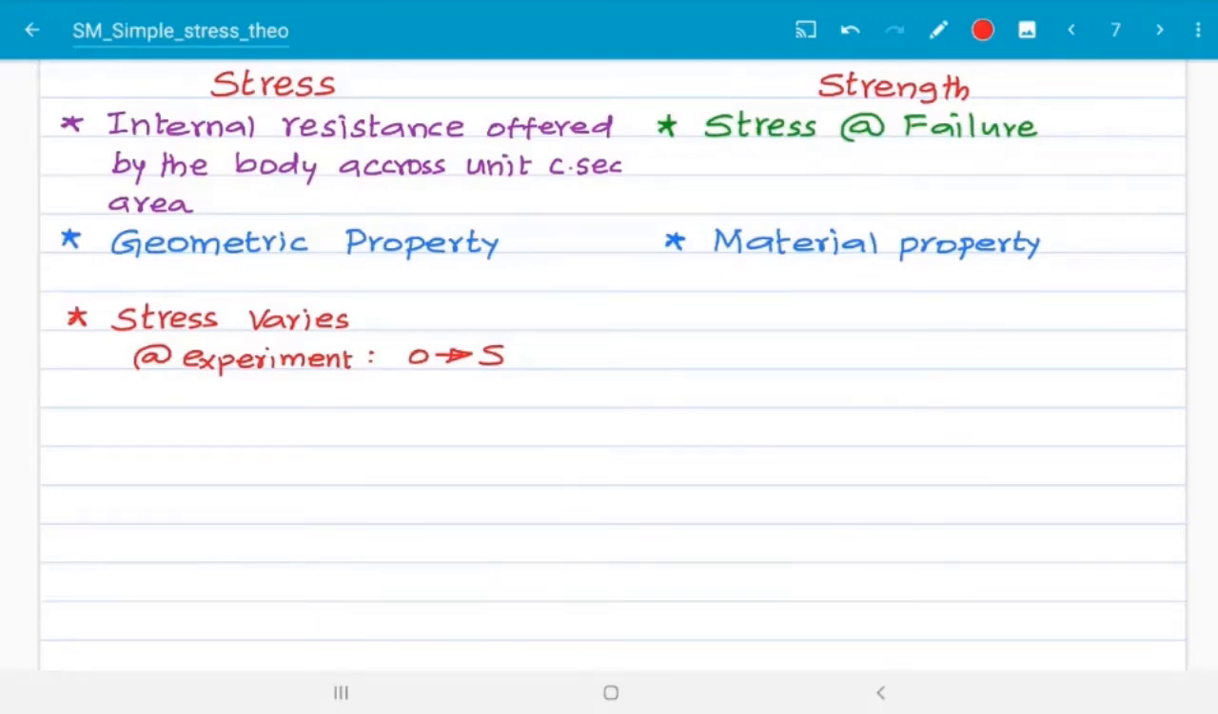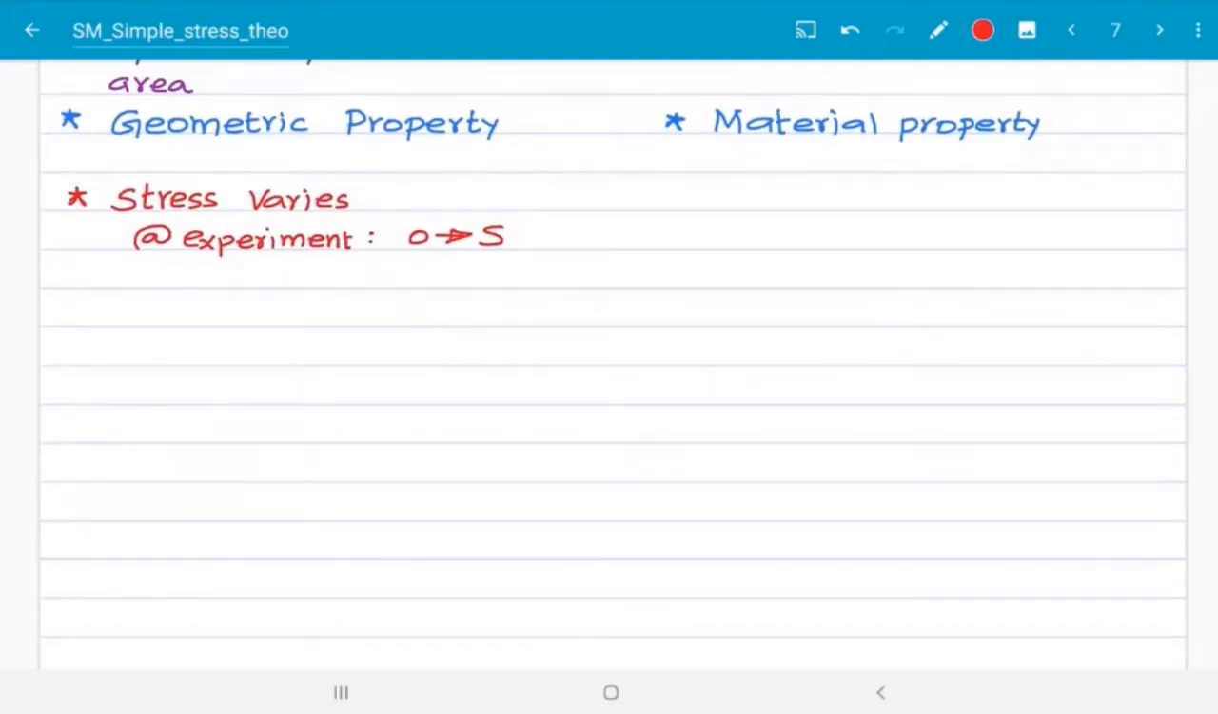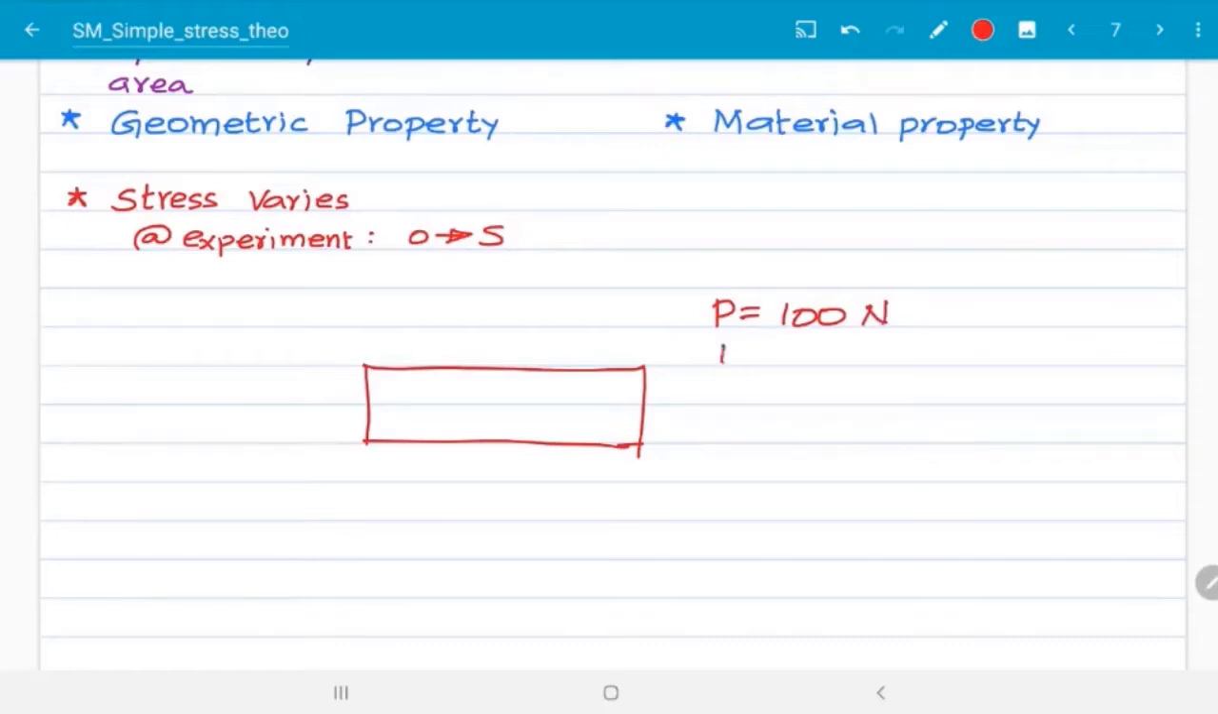Now, let us assume that we are working in the industry. Our manager is asking us to design the shaft or rod, a uniaxial tensile rod. He is saying that the rod has to withstand P equal to 100 Newton. Material is mild steel. Okay.